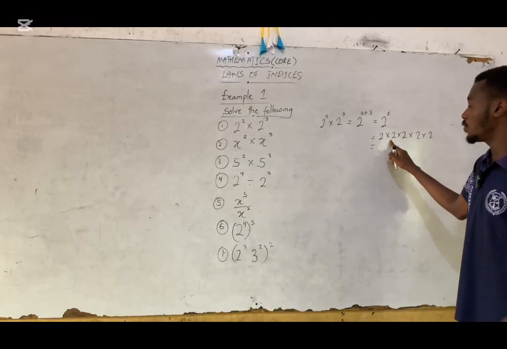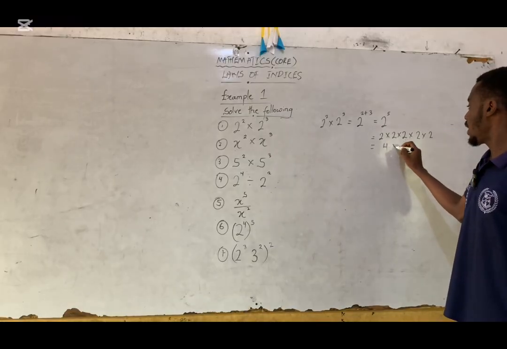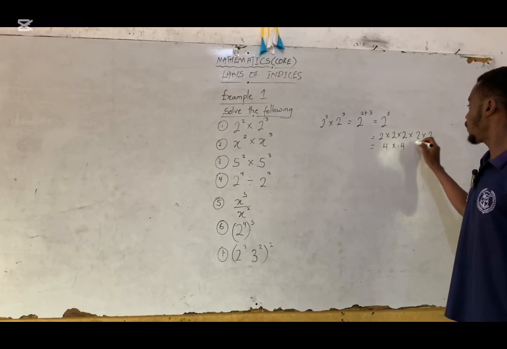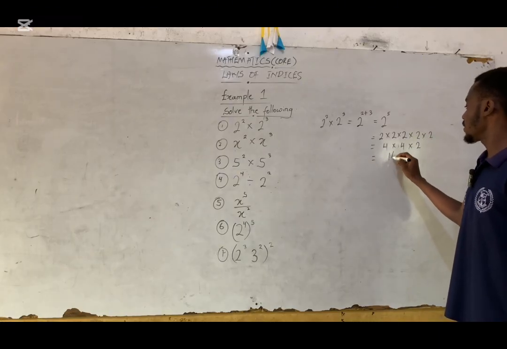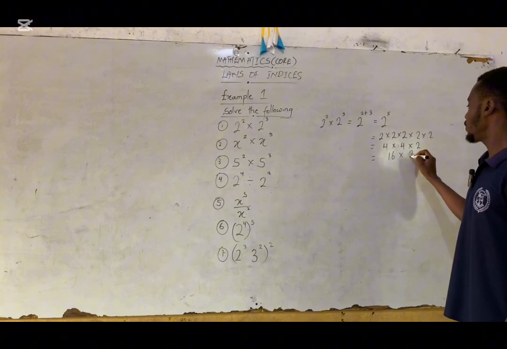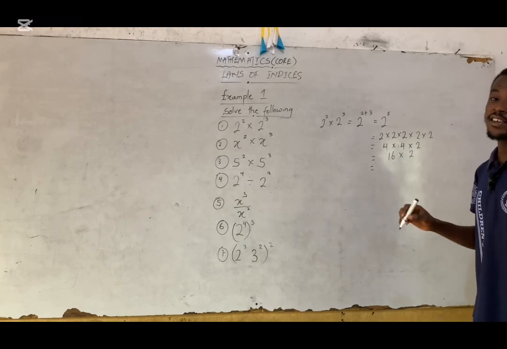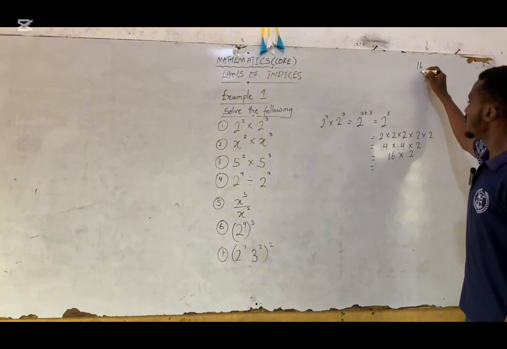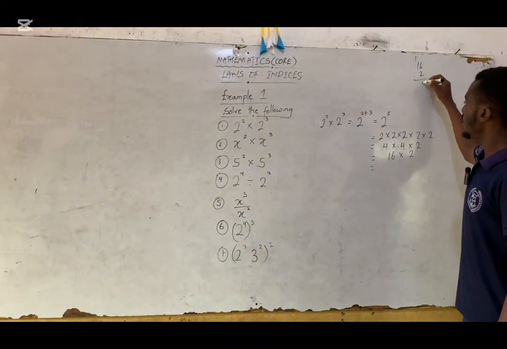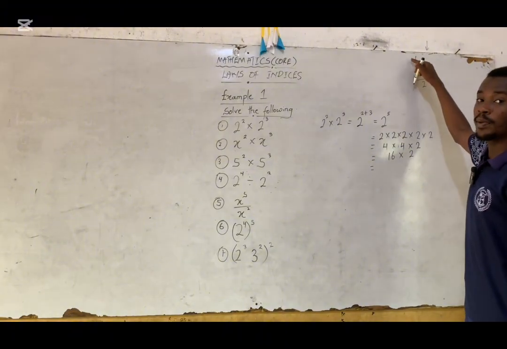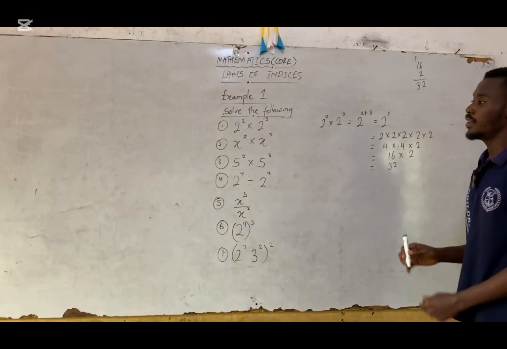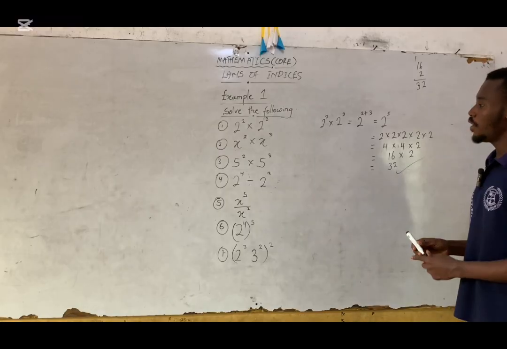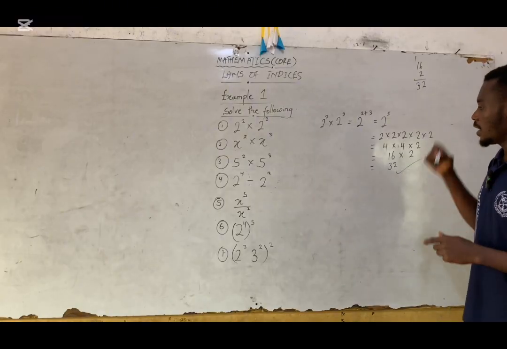When 2 multiplies 2, what are we getting? 4. Times 2 multiplies 2, we are getting 4. Times 2. 4 by 4 gives us 16, times 2. Let's multiply 16 by 2. Let's do it together. 16 by 2: 6 times 2 gives us 12. Write 2, carry 1. 2, 1 times 2 is 2, plus 1 gives us 3. So 16 by 2 gives us 32. That is very simple. Let us take the second one.